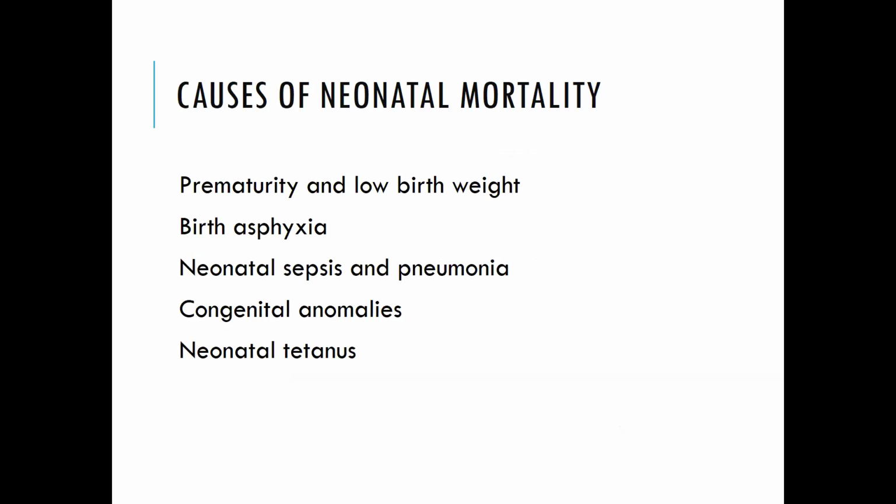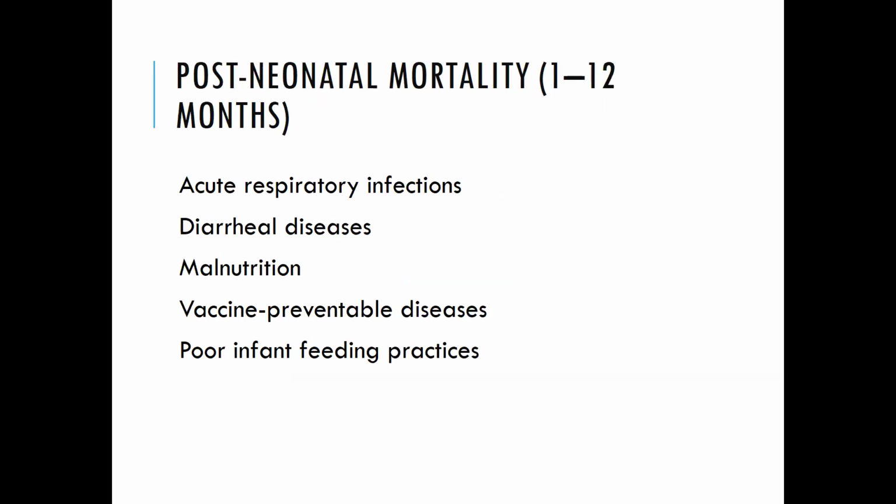The major focus is on the causes of the different mortalities, so that we can focus on the prevention of all of them. First of all, we will discuss the causes of neonatal mortality. The major causes are prematurity and low birth weight, birth asphyxia, neonatal sepsis and pneumonia, congenital anomalies, and neonatal tetanus. When we talk about post-neonatal mortality, the major causes are acute respiratory infections and diarrheal diseases, malnutrition, vaccine-preventable diseases, and poor infant feeding practices.